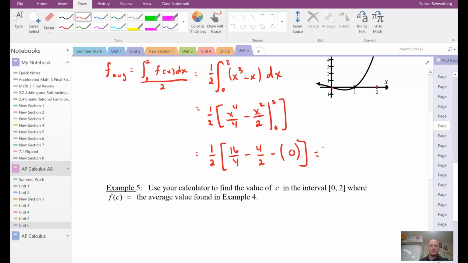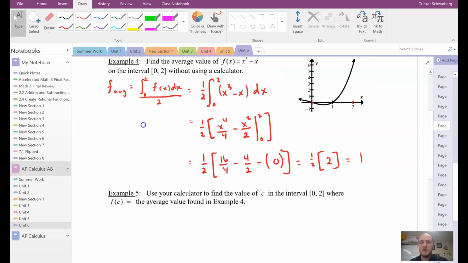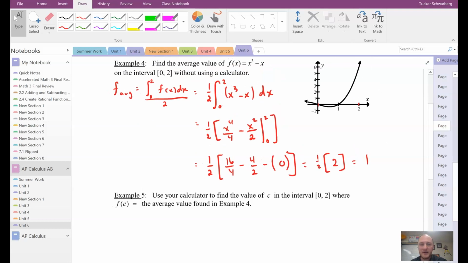And you can go ahead and simplify it, or, I mean, that would be your numerical answer there, right? So this is 1/2 of 4 take away 2. So 1/2 of 2, which is 1. Okay, so there's your average height, or your average value of f of x.